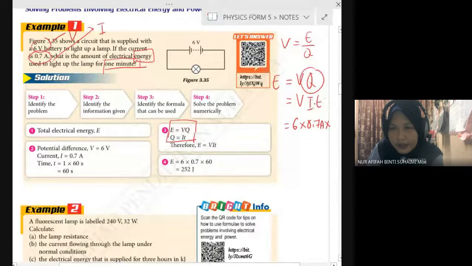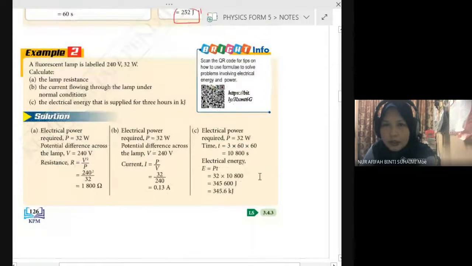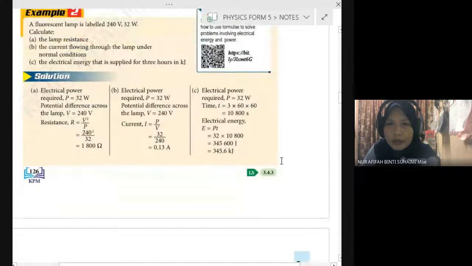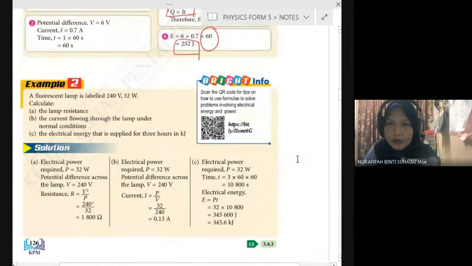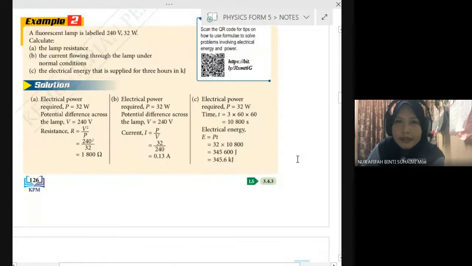So for the time, make sure ni jangan careless lah. Time mesti dalam second. The question give you 1 minute. So 1 minute convert to second is 60 second. Right, and you get the answer 252 joule. Okay, masa tengok betul-betul. Jangan lupa untuk tukar kepada saat. SI unit for time is second.